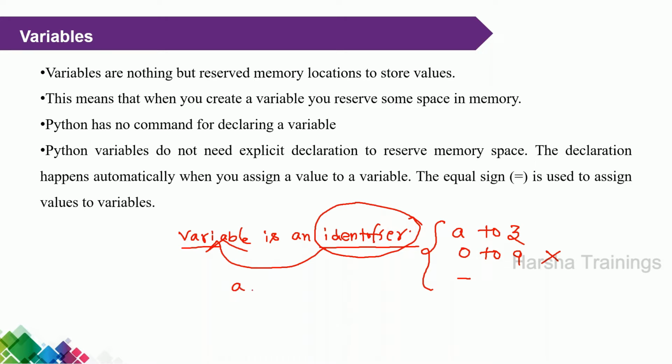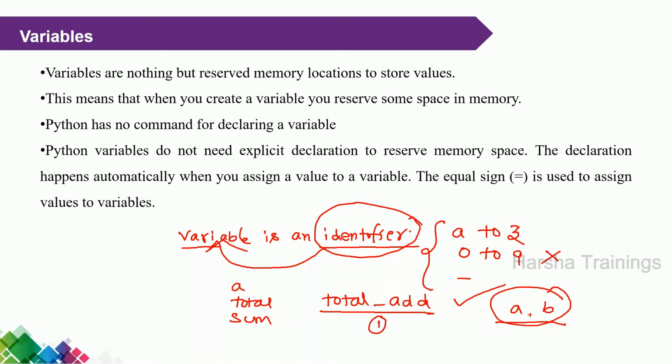For example, a is an identifier, total is an identifier, sum is an identifier. For example, total_add is also an identifier. How many identifiers is this? This is only one, because we are separating with an underscore only. Suppose you separate with a comma, then these are two identifiers. Originally speaking, these are two variables. This is one variable, this is one variable.